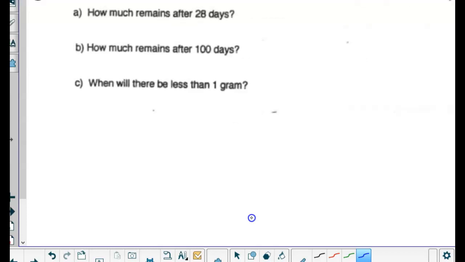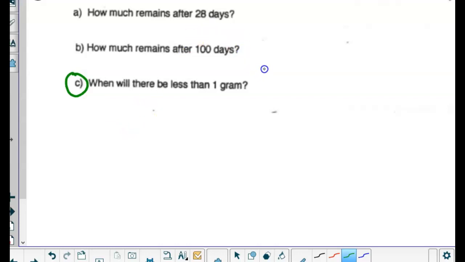Here's the half-life one, it's number 6. This is worksheet 5B, which I think is an assigned homework question. So the half-life of a certain radioactive substance is 14 days. If there's 4,000 grams initially, how much remains after 28 days, 100 days, and when will there be less than 1 gram? Okay, the first two are just typing questions.